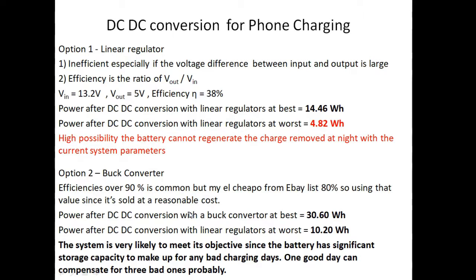The power conversion using our 80% gets us 30.6 watt hours on our best day and 10.2 watt hours on our worst day. This is very close to our upper limit, and this is way higher. So in case anything goes wrong, if this battery does not get its charge for 1 or 2 days, it's going to slip slightly, and one good day and it's going to charge back up. So our solution of using a buck converter works. The entire system will work based upon the parameters we set out.